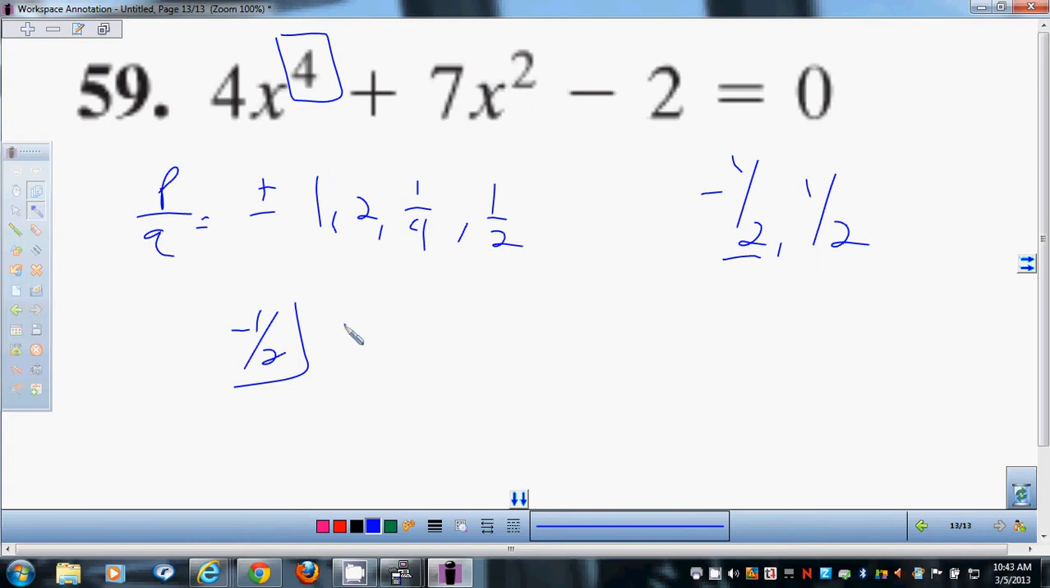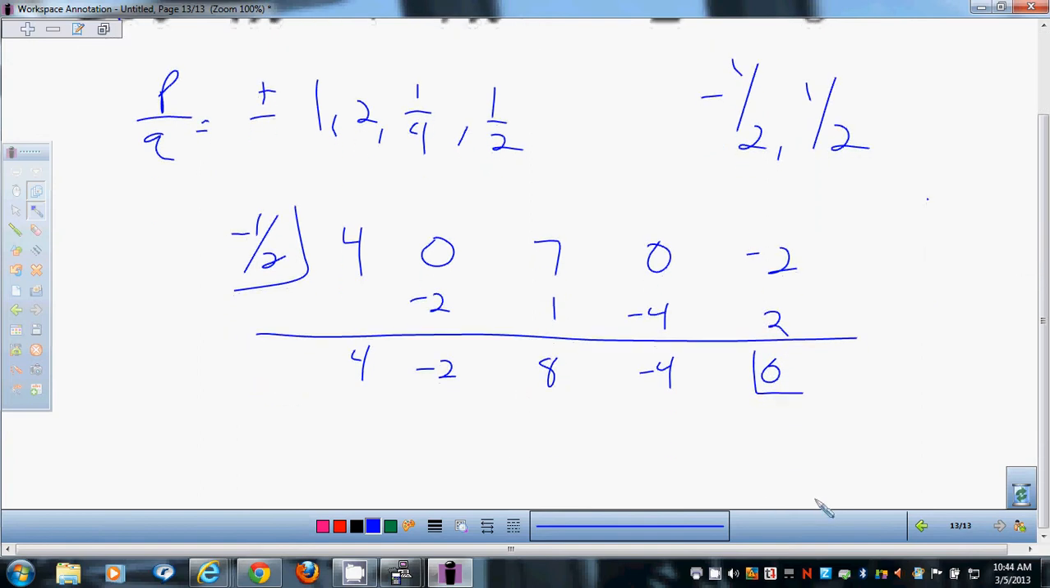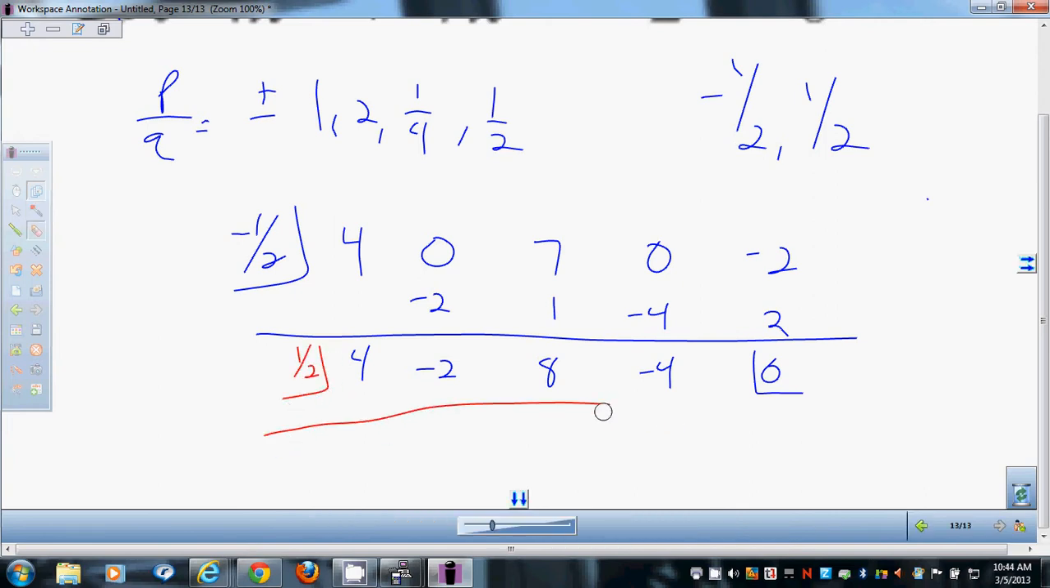So drop the 4, multiply, add, multiply, add, multiply, add, multiply, and if you did it right, you should get 0. Now what do we have to do? You have to take out the other one. Very good. Remember, take the other one out of your depressed polynomial, not the original. That's not going to do you any good. So, drop the 4, multiply, add, multiply, add, multiply. Yay! Making your depressed polynomial 4x squared plus 8.